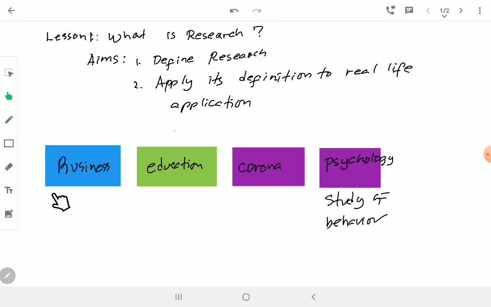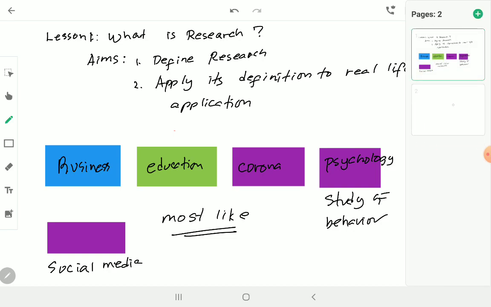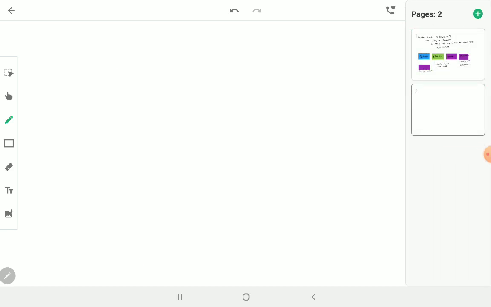So research could be found not only in these four, but in everything that we do. Maybe for example in social media. Social media means Facebook, Twitter, all right? Even if you are interested, for example, in the number of likes or what is the most liked post that you have, then you're going to do research about it. But what is the formal definition of research? Since we find it anywhere, what is the formal definition of research?